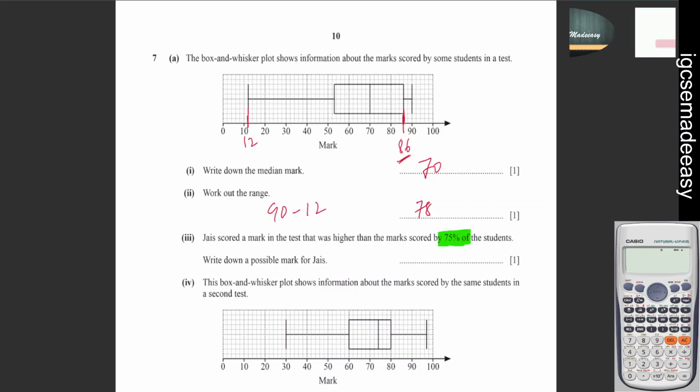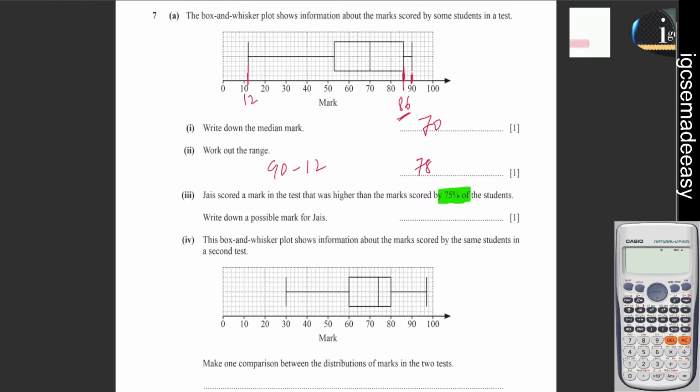It means that Jay's score is more than 75% of students. It is more than 86, and she will be scoring less than or equal to 90. So you can write any value in between more than 86 and less than or equal to 90. I can even write 87. Any one value you can write, but it should be more than 86 and less than or equal to 90.